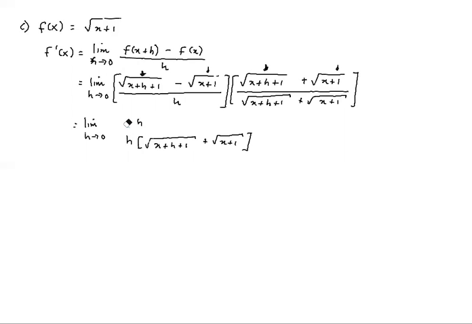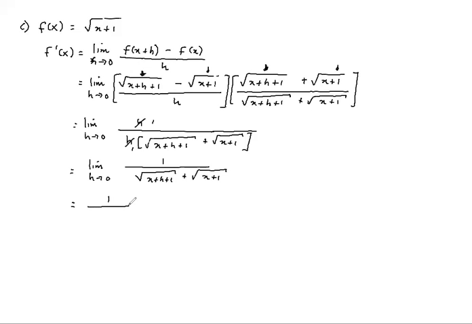And then that h cancels this h here, 1, this h there, 1. So we remain with the limit as h goes to 0 of 1 over the square root of x plus h plus 1, plus the square root of x plus 1. Then you substitute where there's h, you take 0.